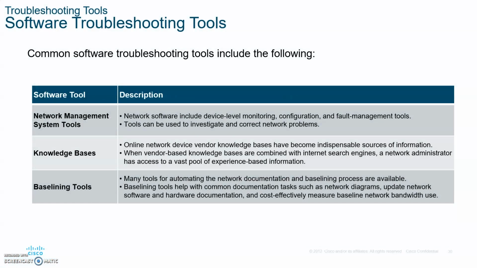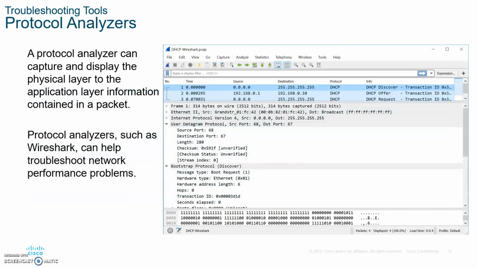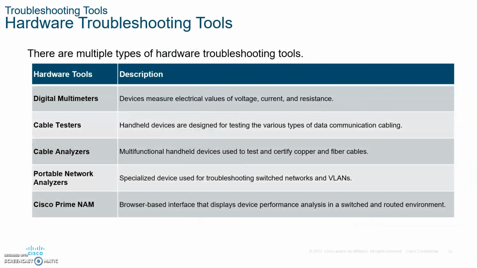All right, so there is software out there that can help you troubleshoot. There is the network management software. You can use knowledge-based software and baselining tools that will assist you in troubleshooting problems on the network, right? You got protocol analyzers like Wireshark that you can use to watch the data that is flowing. Okay, this is for performance issues. You can find out where all the data is coming from, for example.